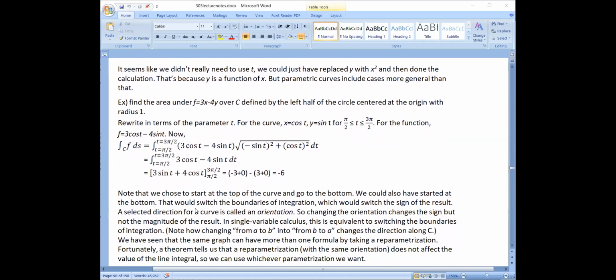There's another important thing. We said it's a circle of radius 1 centimeter at the origin, so we just always use x equals cos t, y equals sine t. However, as we've previously learned, you can reparametrize any curve. So the question then is, for our result for the scalar line integral, does it matter which parameterization we use? Fortunately, there's a theorem that tells us it does not. So we can always just pick whichever parameterization we want.